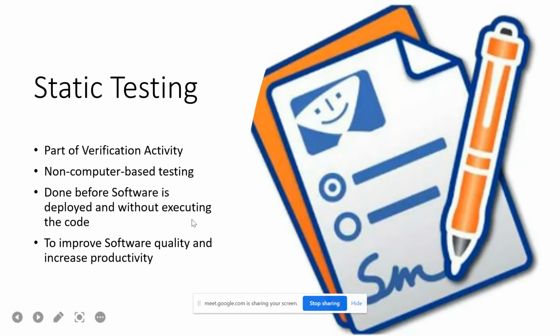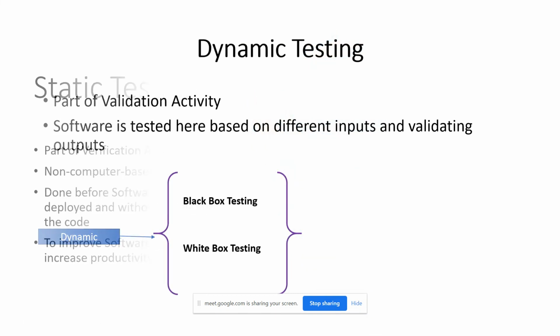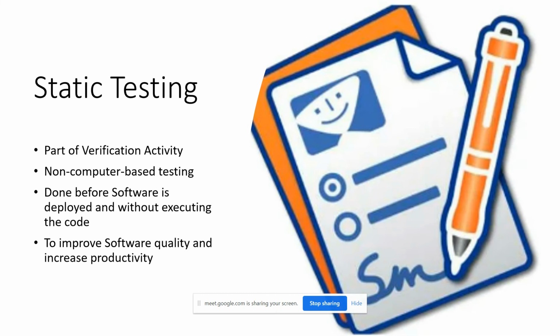It is done before software is deployed and without executing the code. Why is it done? To improve the software quality and increase productivity. So before starting to test our software, if we have the process and are clear on what type of activities need to be performed, we will obviously be clear on how we should perform testing and what we should test. So this will obviously help us in improving productivity. Are you clear on what static testing is?